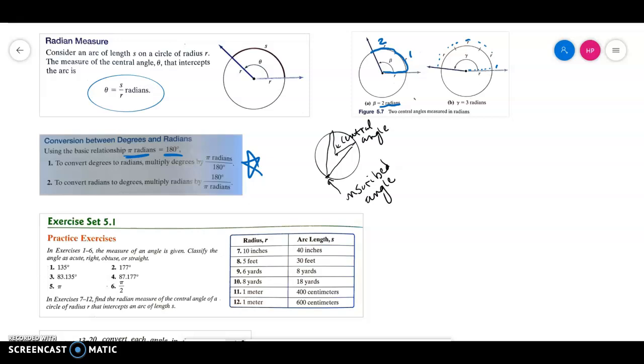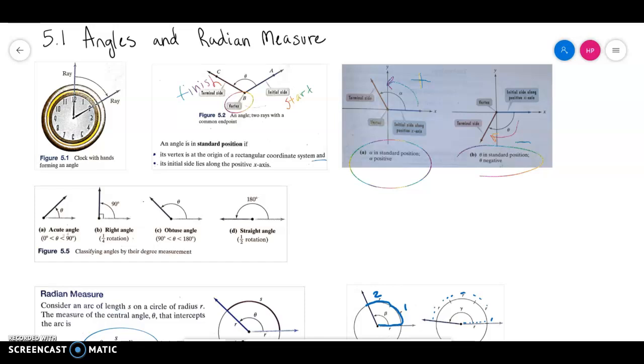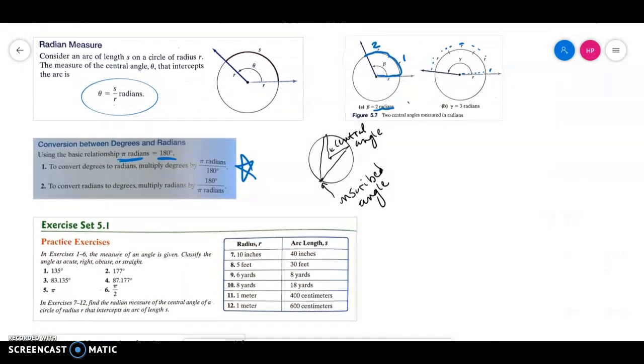These are the big ideas for 5.1. So again, just rewinding up to here, all this vocabulary. So knowing standard position, vertex, the start and the finish, classifying angles by their degree measure. We'll spend some more time talking about standard position later. And then all things radians.